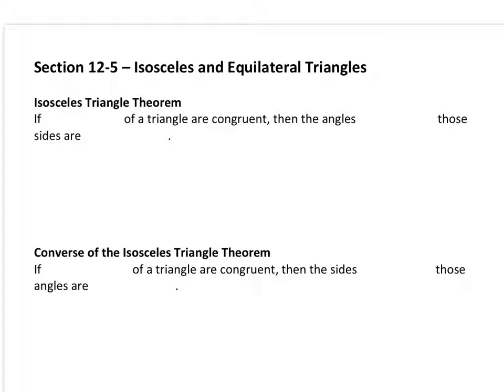Okay, today we're going to talk about section 12.5, isosceles and equilateral triangles. The first thing that we have is the isosceles triangle theorem. This theorem states that if two sides of a triangle are congruent, then the angles opposite those sides are also congruent.